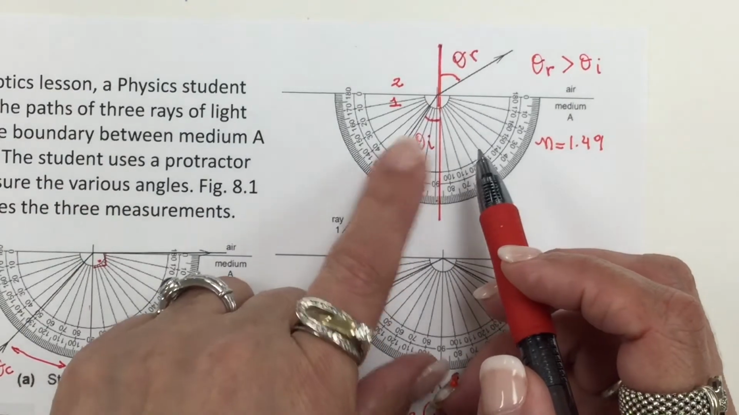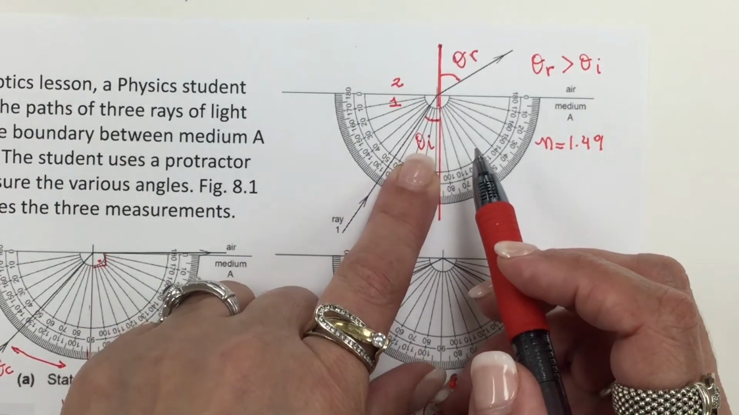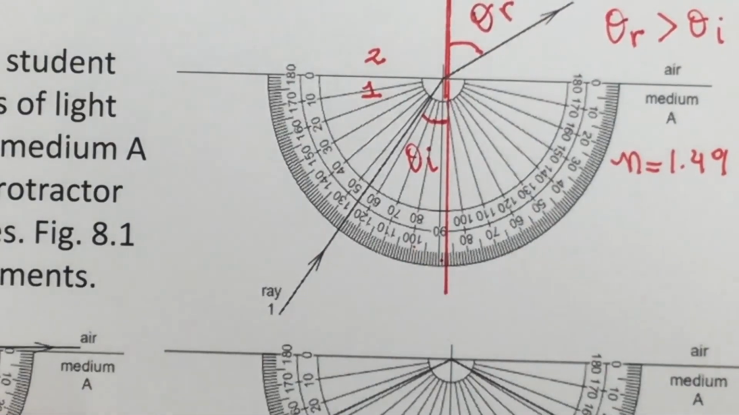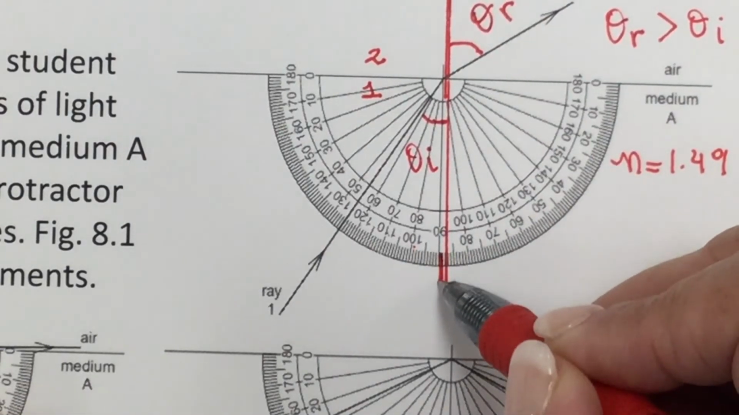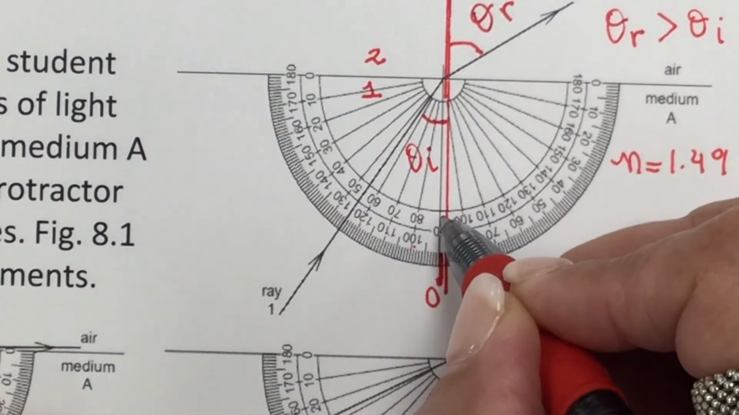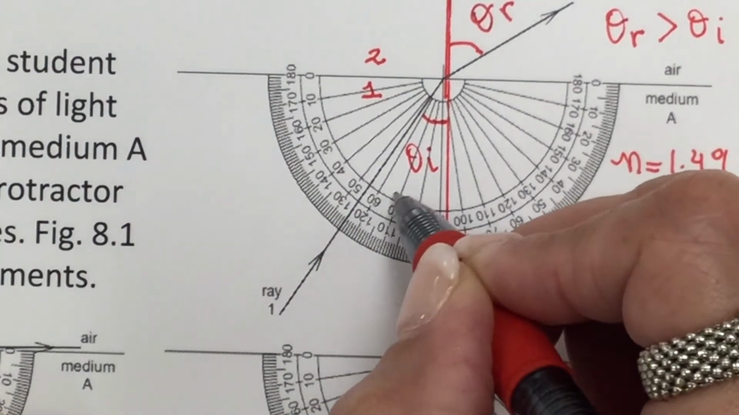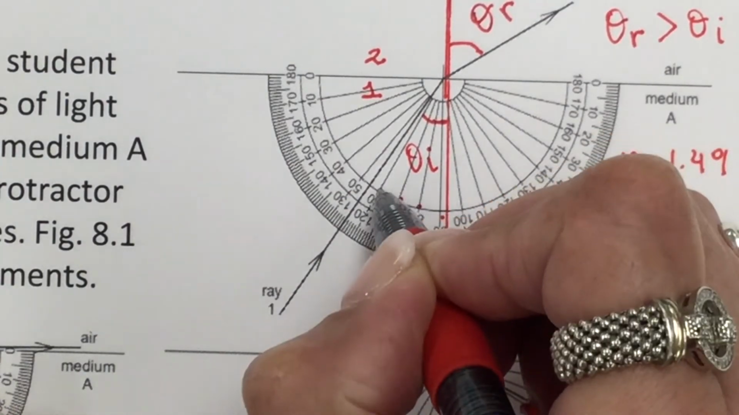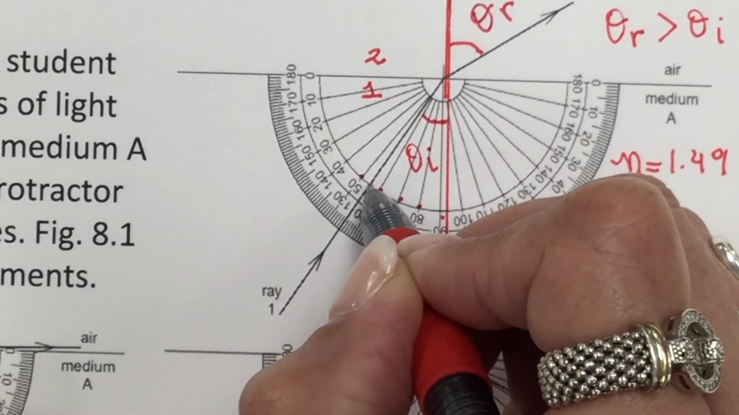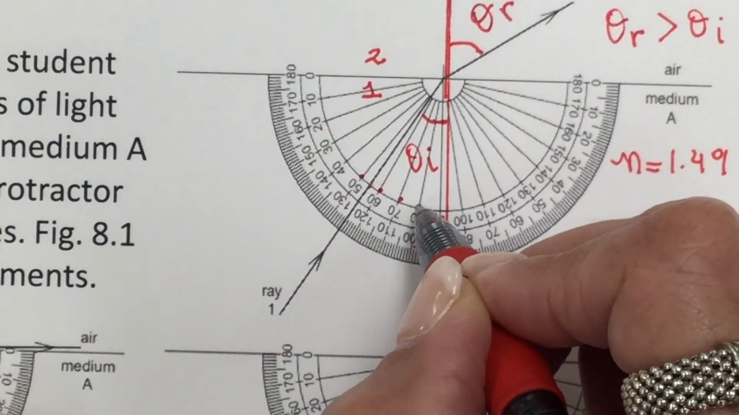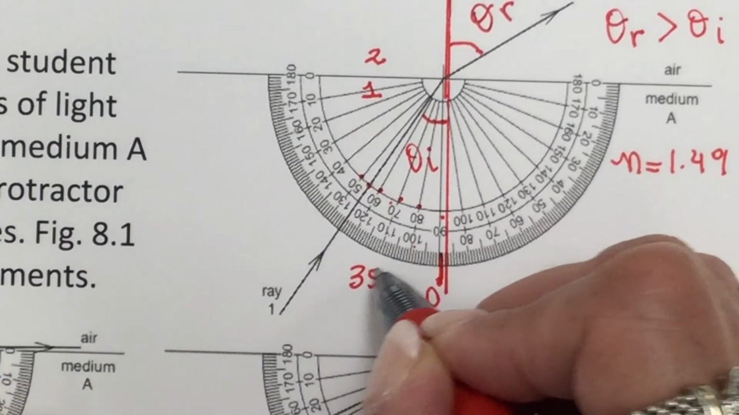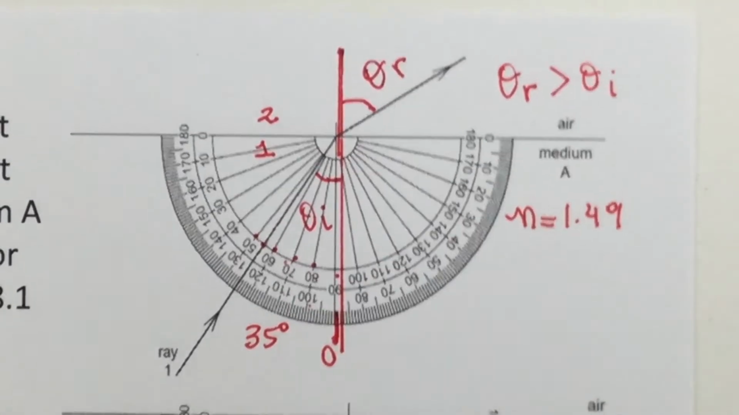So the angle of incidence here, we need to read it. So if right here is, my line is a little bit off, this is my 0 degrees. So that is 10, 20, 30. So this is 40. This looks like it's in the middle, so that will be 35 degrees. Okay? So 35 degrees.